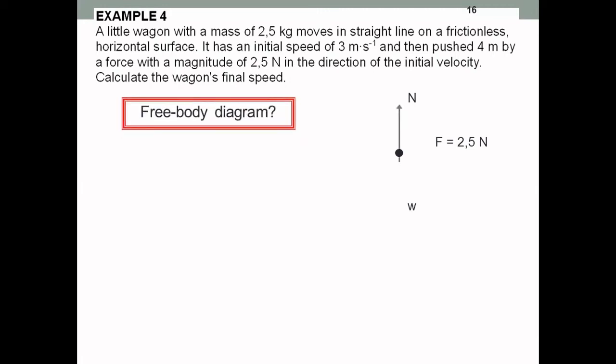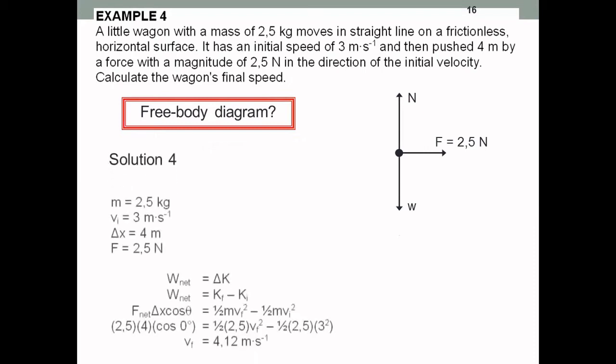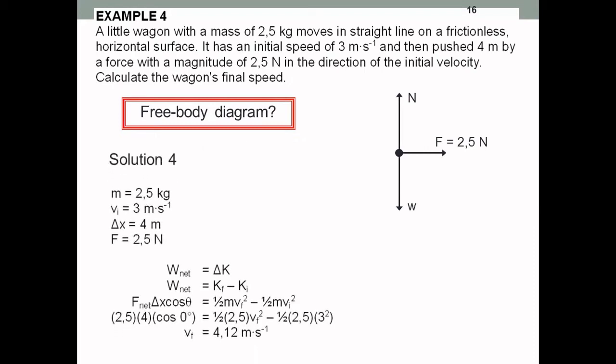Let's consider the free body diagram. We have the normal force acting upwards. We have the applied force of 2.5, which is acting forward. Then we have gravity, the weight, which is acting downwards. So we're given the mass, which is 2.5 kg, the initial velocity of 3 meters per second, displacement of 4 meters, and an applied force of 2.5.